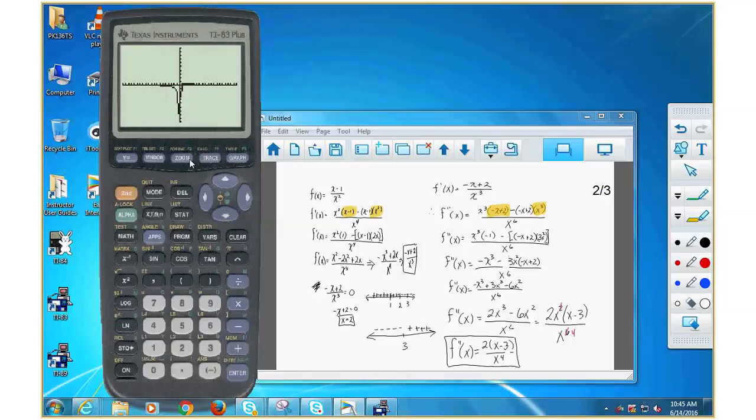But of course, zoom, standard. There it goes. Now, blow it up, zoom box, or use your window, whichever one you want to do. And just get in this middle area, right in here.